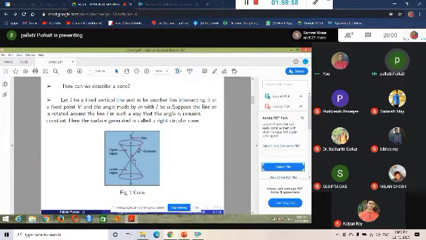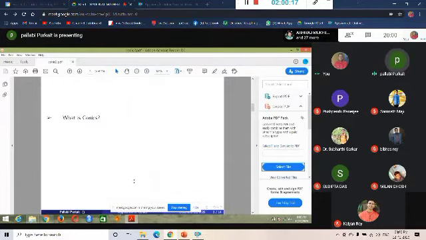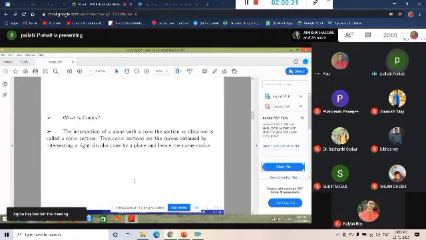Now, if I rotate this line M throughout the line L, then we can get two cones. The upper cone is called the upper nappe, and the lower cone is called the lower nappe, and the line which I am rotating is called the generator, and the fixed line is called the axis. This is how we get a cone. Now, what are conics? Conics are actually the intersection of a plane with a cone.